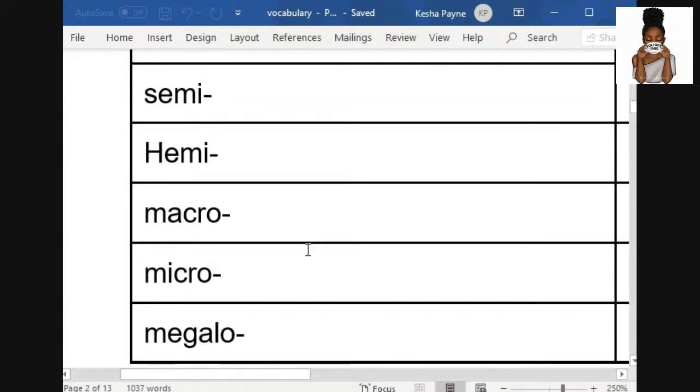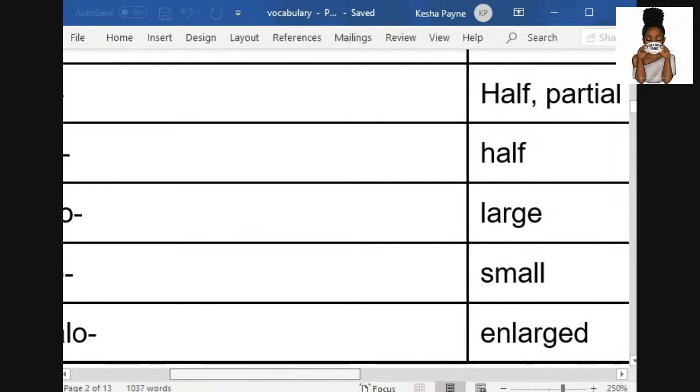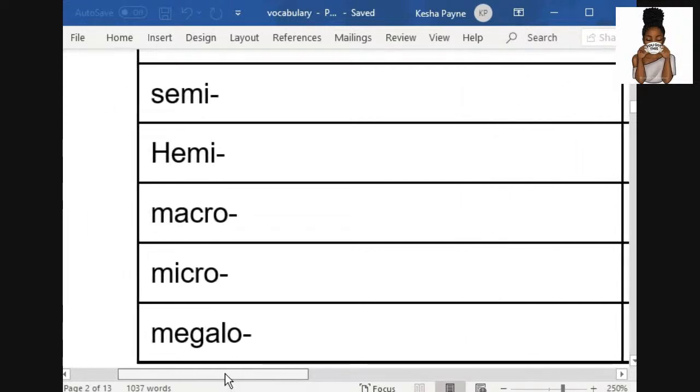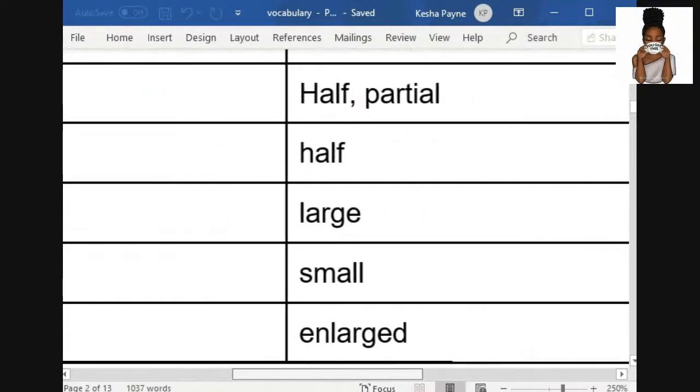Megalo is enlarge. Macro is large. Micro is small. See, I'm overthinking it. I cannot overthink it. So macro large, micro small, megalo enlarge, semi half, hemi half. So let's make sure we know those.